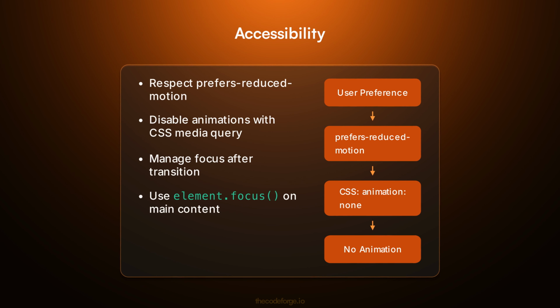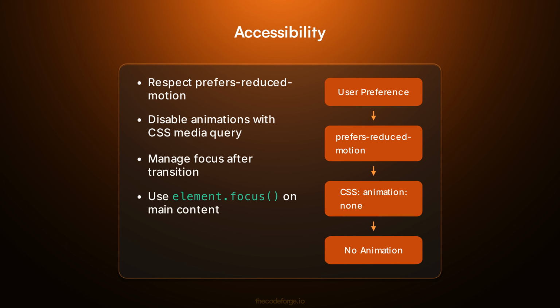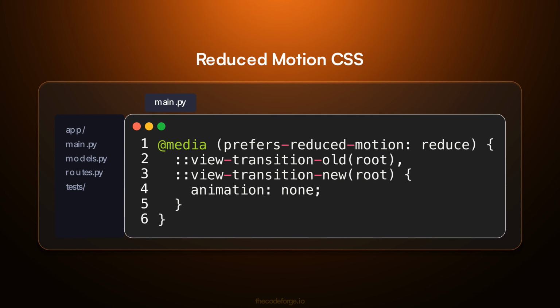Always respect prefers-reduced-motion for users with vestibular disorders. Use a CSS media query to disable animations entirely. Also ensure focus moves to the new page's main content after transition for screen reader users. This CSS disables all view transition animations when the user prefers reduced motion. It's a simple and effective accessibility measure.